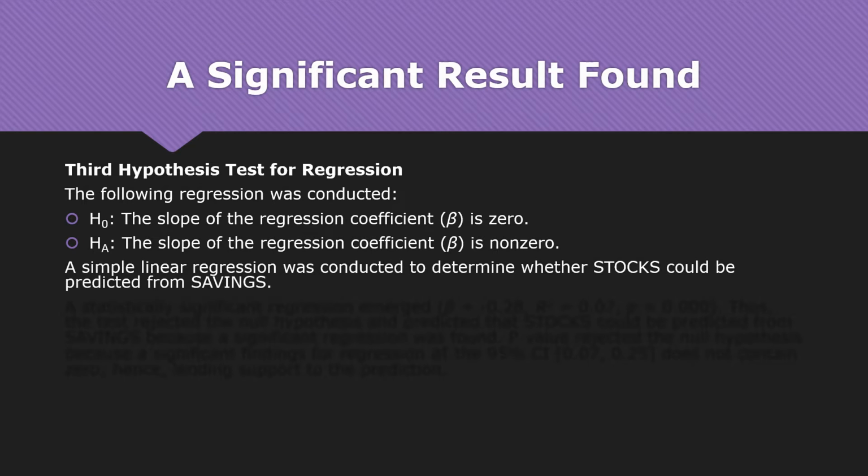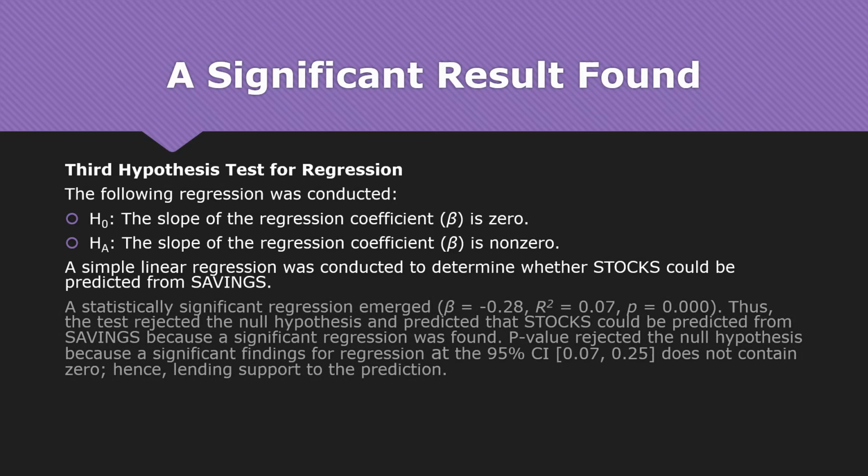A simple linear regression was conducted to determine whether stocks could be predicted from savings. A statistically significant regression emerged. Beta equals minus 0.28, R squared equals 0.07, and the p-value is 0.